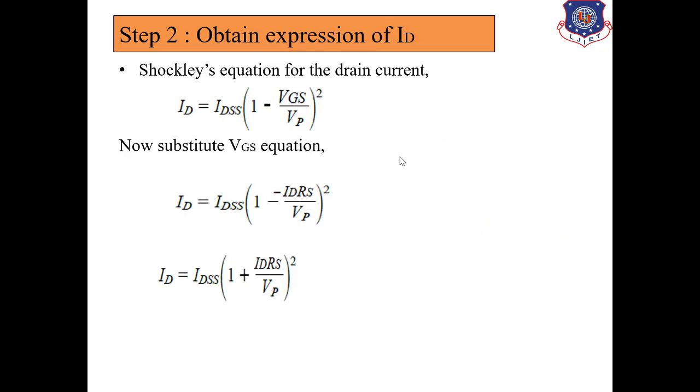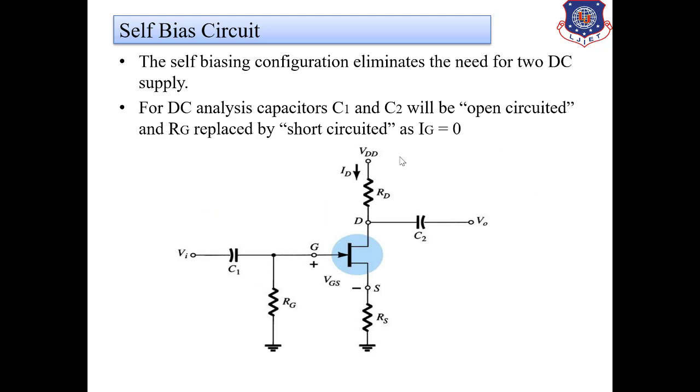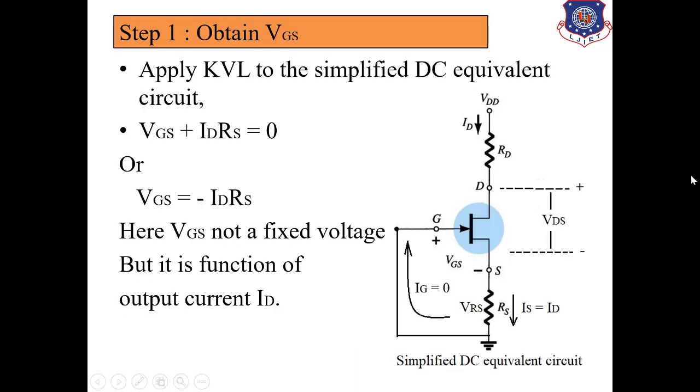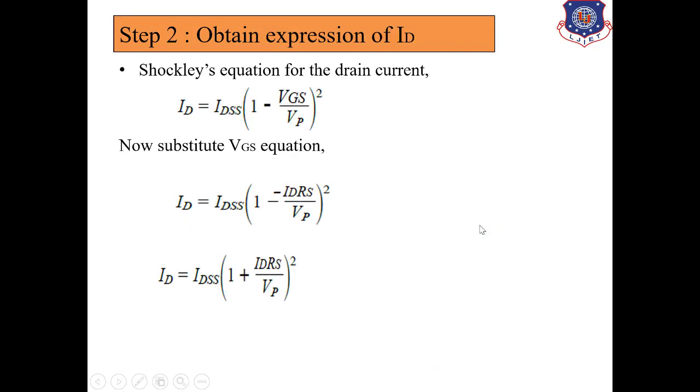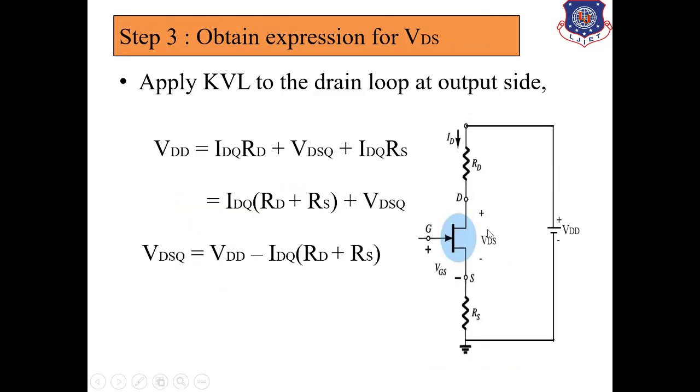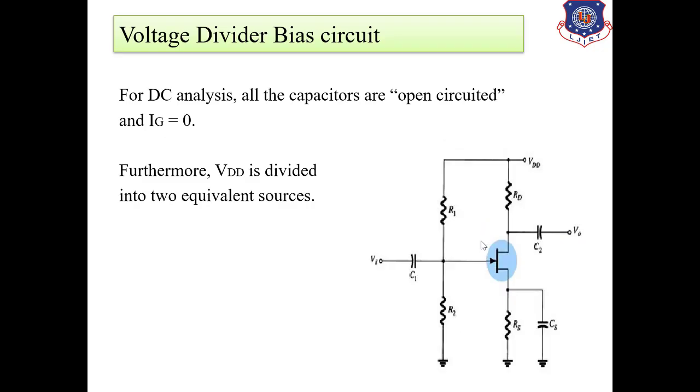So this is the analysis of the self-biased circuit in which IG is equal to 0. We have considered two equivalent circuits, one for the input side and one for the output side, and we have derived some small equations with the help of Kirchhoff's voltage law. Okay.